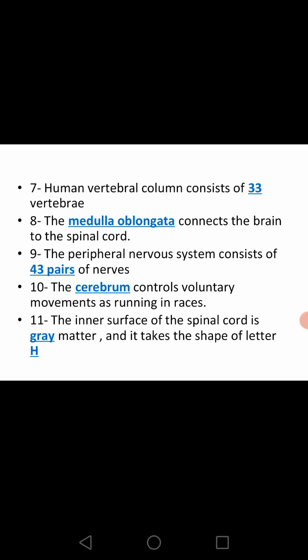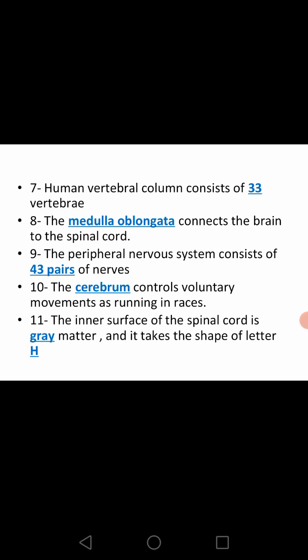Number 9. The peripheral nervous system consists of how many nerves? 43 pairs of nerves, as it consists of 12 pairs of cranial nerves and 31 pairs of spinal nerves. The total is 43 pairs of nerves. Number 10. Controls voluntary movements such as running in races. Excellent, cerebrum, the largest part of the brain.